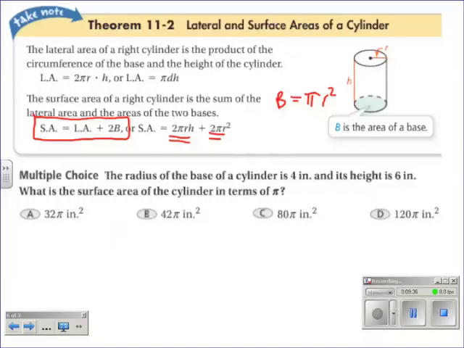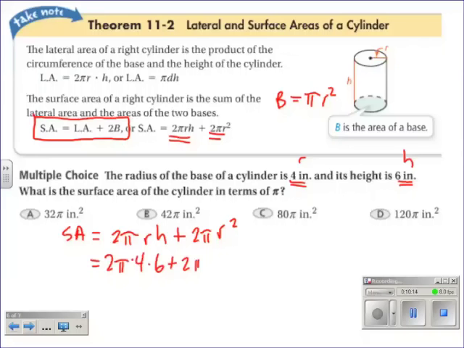The radius of the base of a cylinder is 4 inches, and its height is 6 inches. What's the surface area of the cylinder in terms of pi? So I will write out surface area equals 2 pi r h plus 2 pi r squared. Now reading the problem, it has a radius of 4 inches, so that will be my r. It has a height of 6 inches, that's my h, and those are the only two variables I need to substitute in for. So 2 pi times 4 times 6 plus 2 pi r squared.